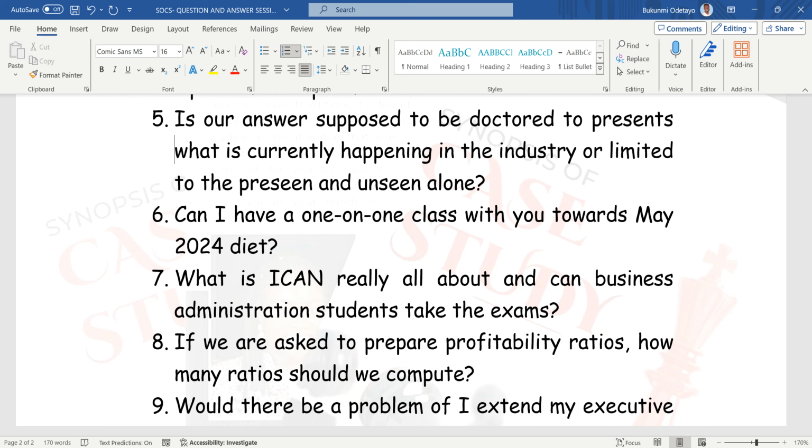What's the point of doing an ICAN exam where you just write what you know? But once in a while it's good to chip in events that are currently happening in the industry. So it's not limited to events currently happening in the industry, neither is it limited to the pre-seen and unseen alone. It is a joint work. Let's put it like 80%, or even 90%, pre-seen and unseen, and 10% what is happening in the industry.